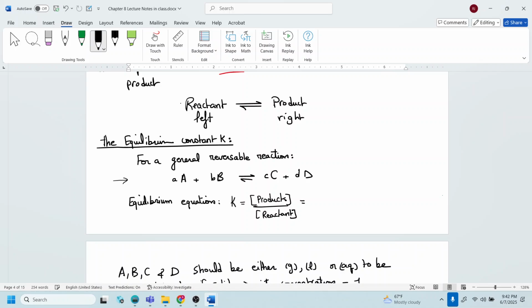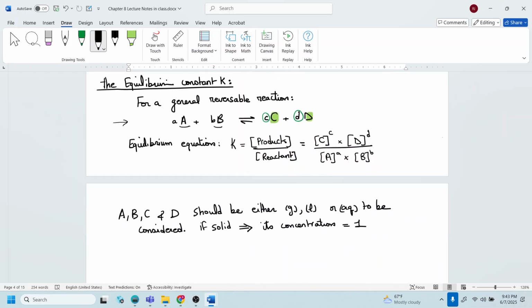Okay, now what is the concentration of the products? We know that the products are C and D. So it's equal to the concentration of C, and it's always very important to balance the chemical equation so that you take into consideration the coefficients that you have for the C and the D. So it's the concentration of C to the power small c multiplied by the concentration of D to the power d, divided by the concentration of the reactants. So this is the concentration of A to the power a multiplied by the concentration of B to the power b. Okay, so this is the equilibrium constant of the reaction.